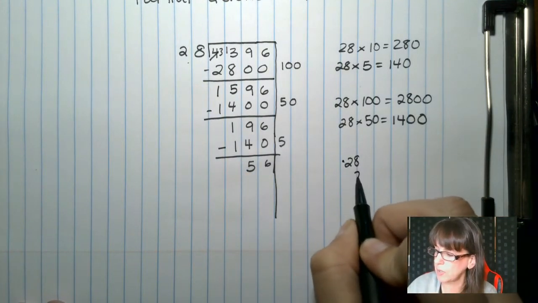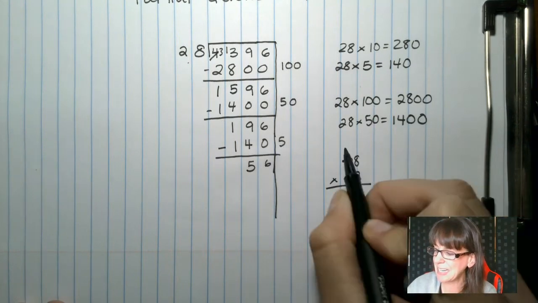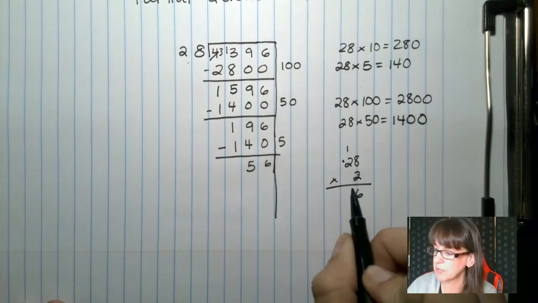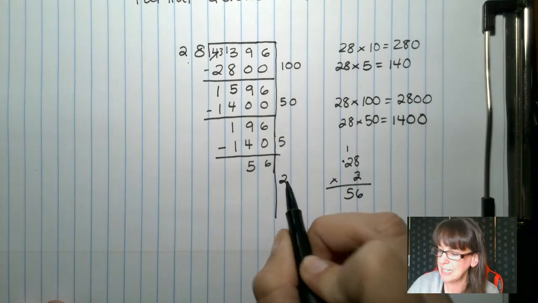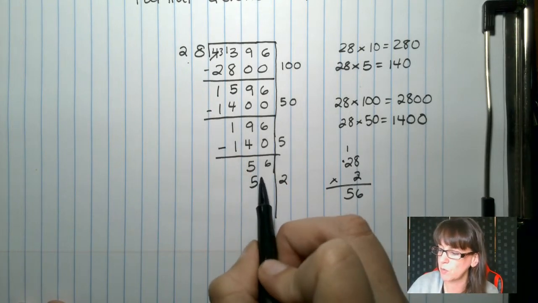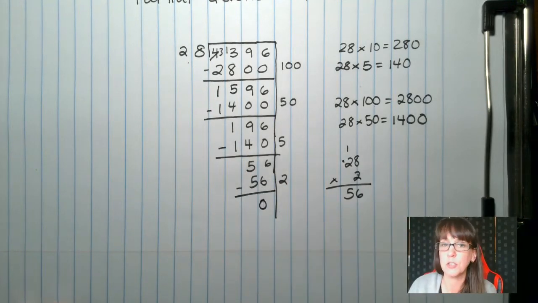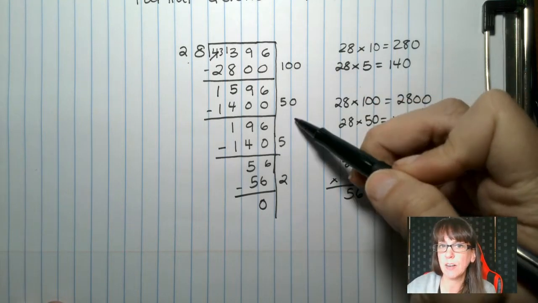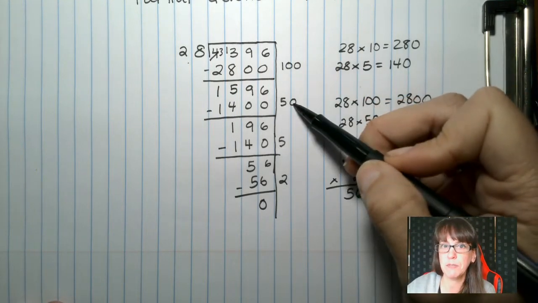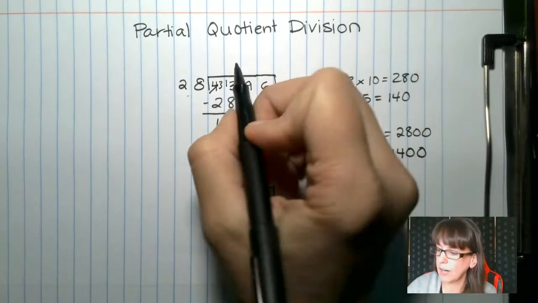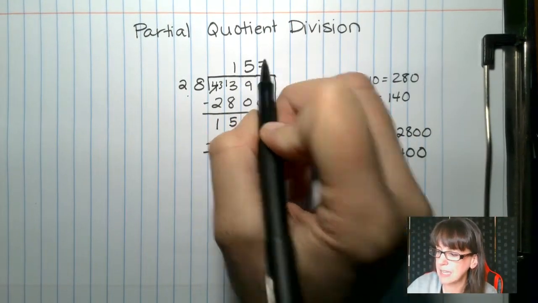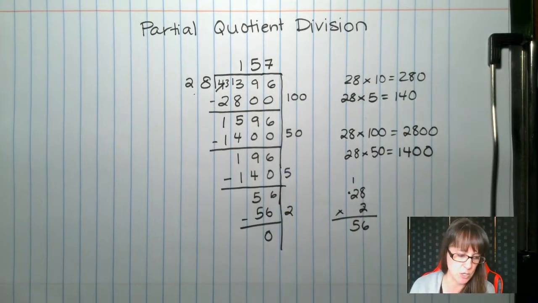28 times 2, there we go. 6, carry the 1, 2 times 2 is 4, plus 1 more is 5, so 56. In fact, it does. So 28 times 2 gives us 56, so we have no remainders. So we now just add all of this up here. That's 150, and 7. So our answer is 157. So that's how partial quotient division works.